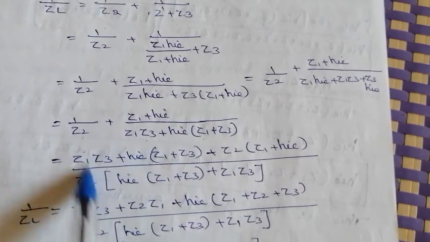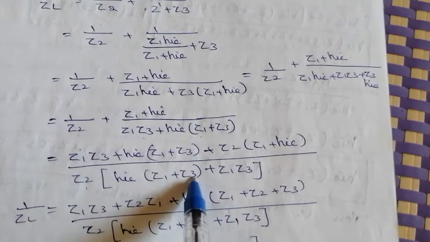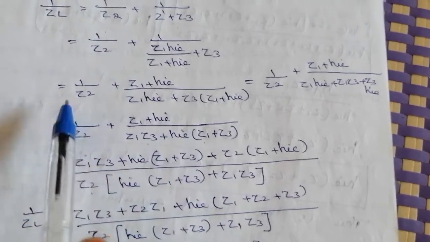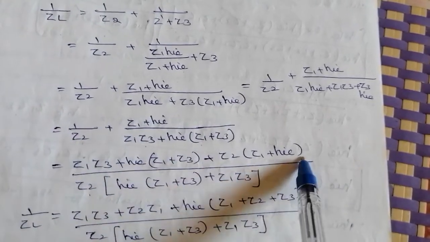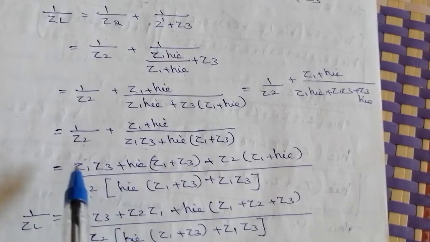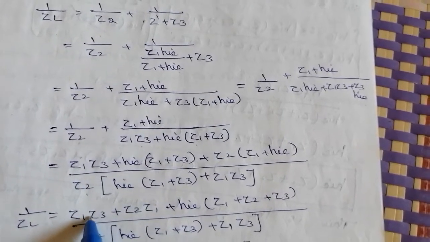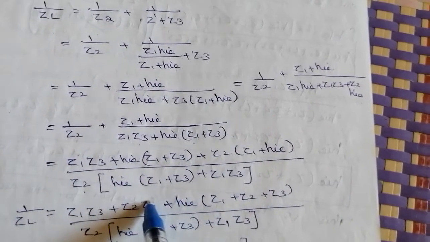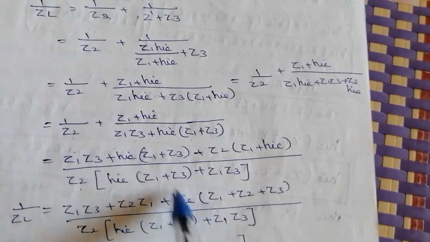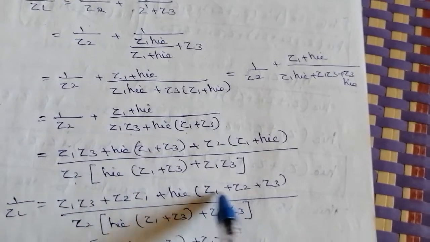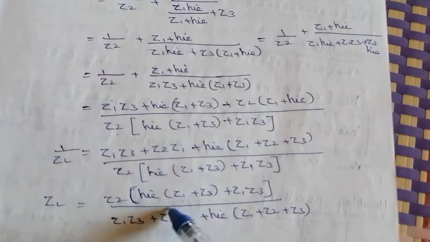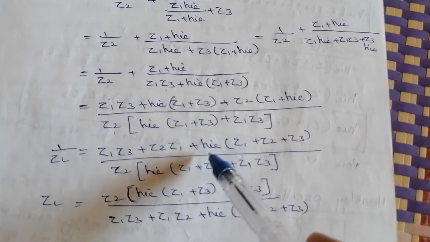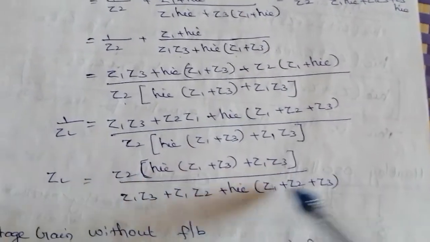Now take the LCM of these two terms. So Z2 into hie Z1 plus Z3, plus Z1 plus Z3. This term is multiplied with this one and this term is multiplied with this, we can get this one. So 1 by ZL equal to Z1 Z3, Z1 Z2, then hie is common of Z1 plus Z2 plus Z3, we can get this one, and the denominator is the same. So 1 by ZL equal to this term, then ZL equal to just the reverse, numerator goes to denominator and denominator goes to numerator. So we can get the load impedance like this.